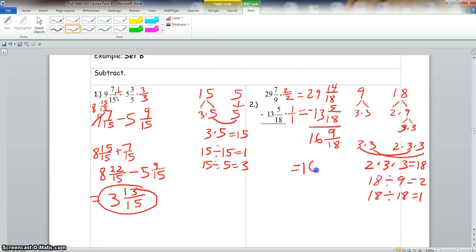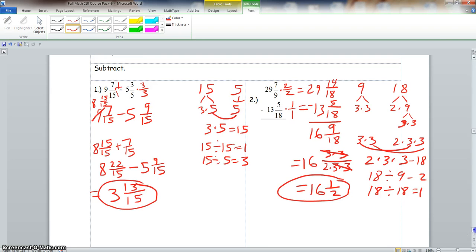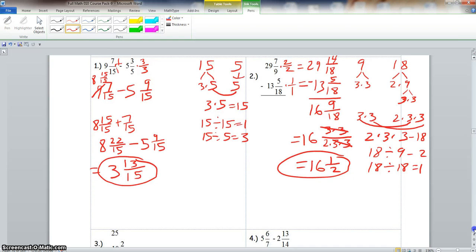So what we would do is we'll write our 16 and write the prime factorization of 9, which is 3 and 3, and the prime factorization of 18, which we have here, which is 2 times 3 times 3. So this will give us 16. These two sets of 3's will simplify out, and we'll have 1/2. So our final answer there is 16 and 1/2.